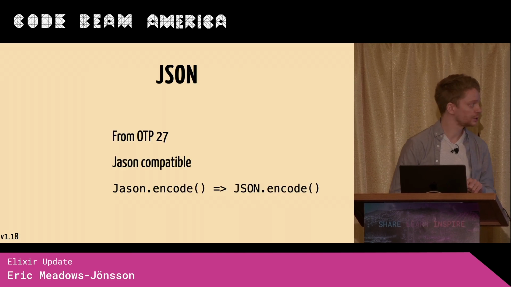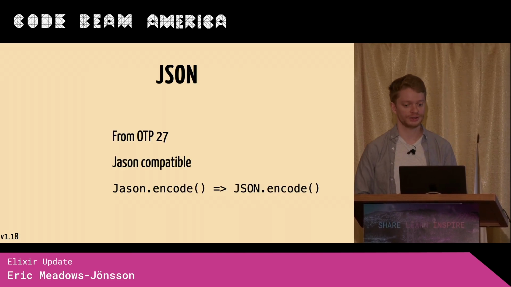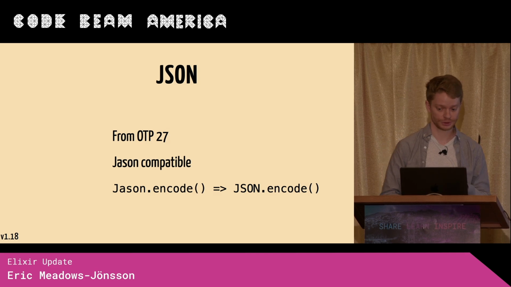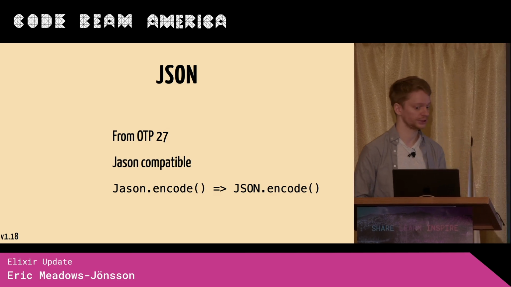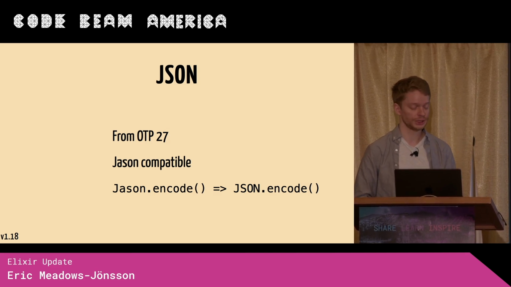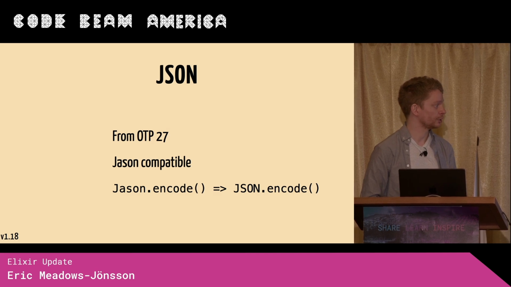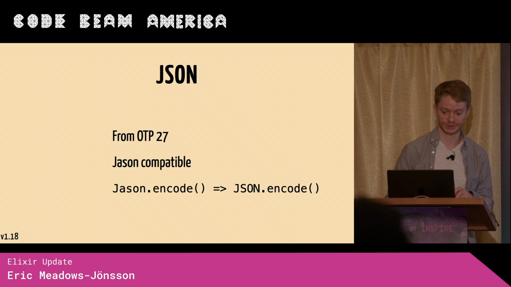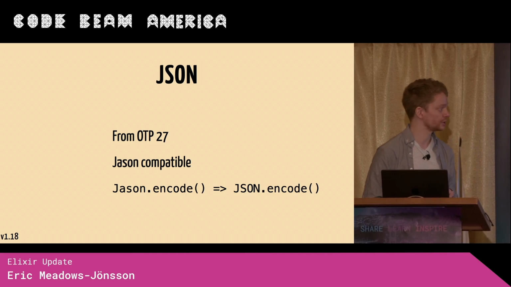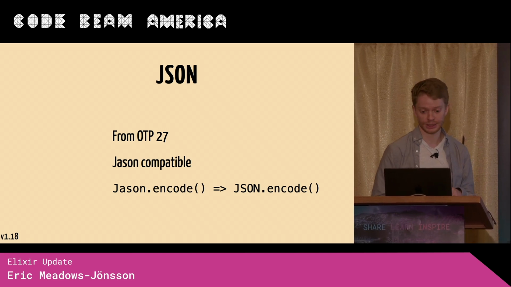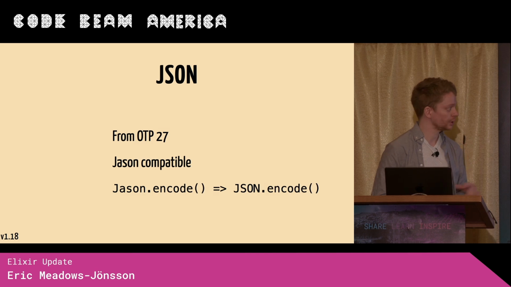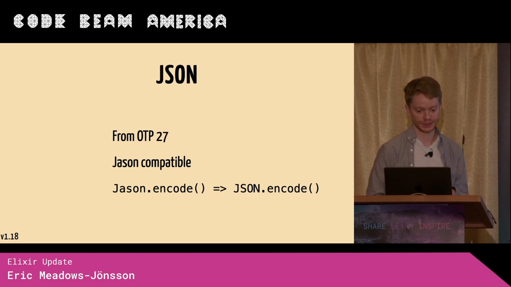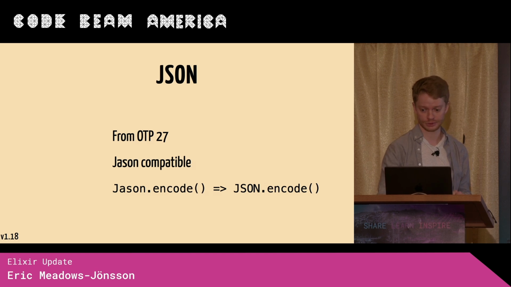We also got JSON support in 1.18. The heavy lifting of this, of course, comes from Erlang, which included this in OTP 27. And the API for JSON in the standard library will be very similar to what you've seen in other libraries that exist out there. If you're using the JSON library, for example, it should mostly just be a search and replace to use the JSON built into the language.